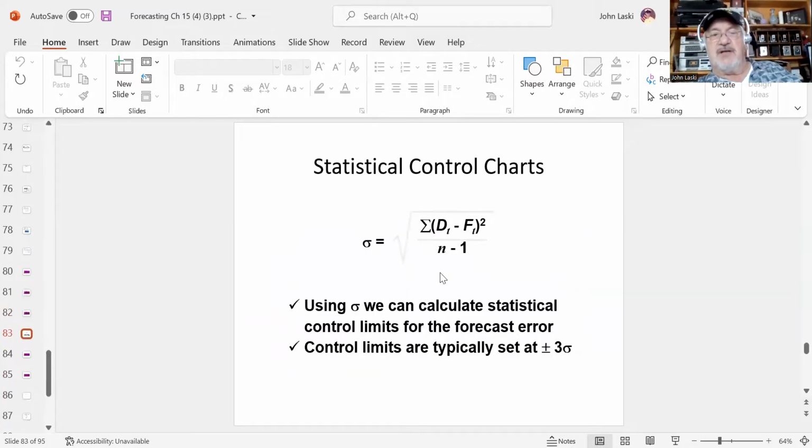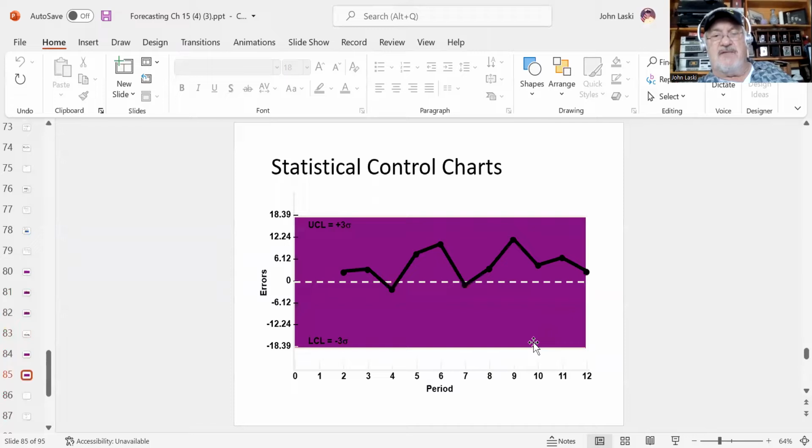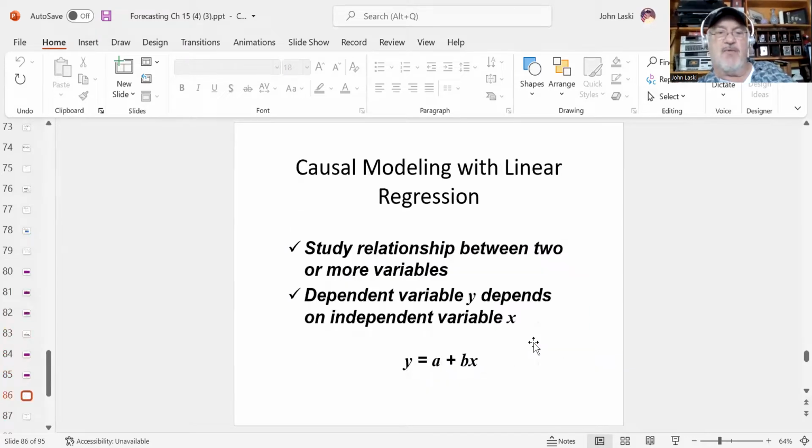And again, if we look at statistical control charts, small sigma equals, and you have to look closely, the square root of the sum of the (D minus F) squared. That's not absolute value, those are parentheses. So the sum of the (D minus F) squared divided by N minus 1. And we remember from statistics, not N, but N minus 1, because it's a sample, not a population. Anyway, we'll be revisiting this at the end of the semester, presuming we have time.